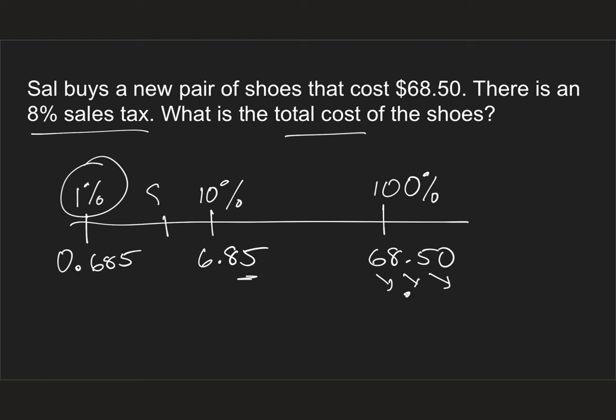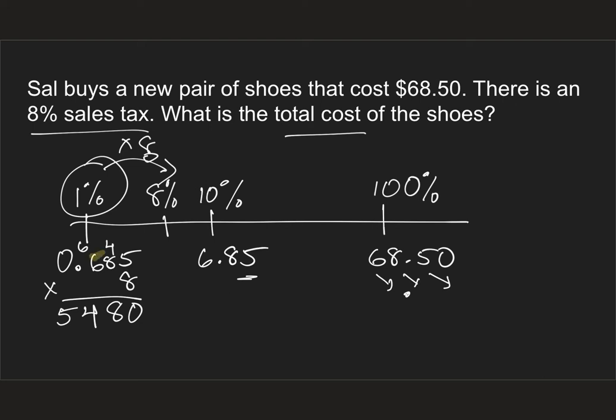How can we move from 1 to 8? Times by 8. So we're going to multiply this 0.685 by 8. Okay. 8 times 5, 40, carry the 4. 8 times 8 plus 4, 68, carry the 6. 8 times 6 plus 6, 48 plus 6 is 54. Okay, now in our question, how many numbers are living in decimal land?